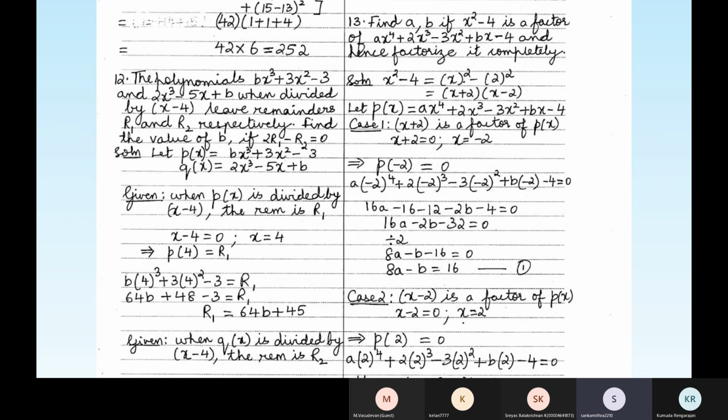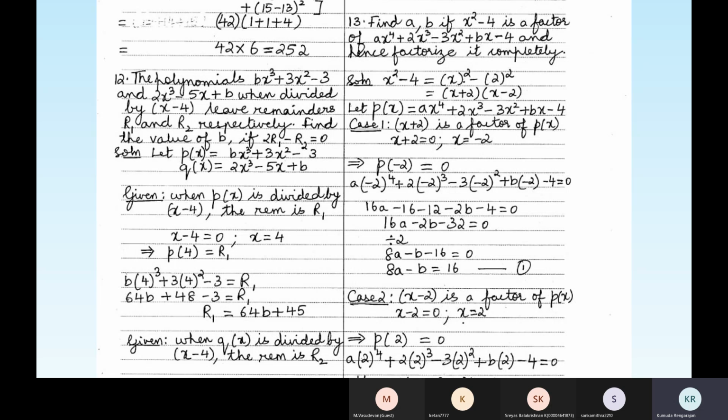What is the value of a? 1, and b is minus 8? Yeah, a is 1 and b is 8? Please check the sign. 8 or minus 8? Yeah, the value of a is 1 and the value of b is minus 8. Correct. Please go ahead. Use the values of a and b in p of x and factorize it completely.